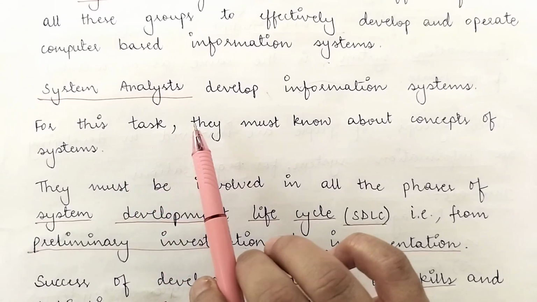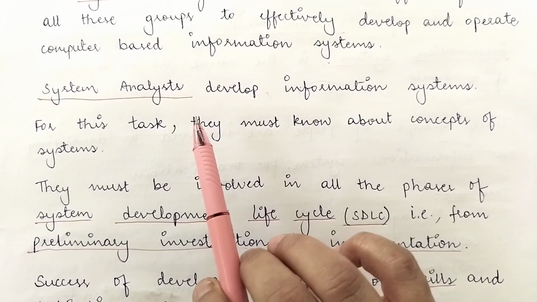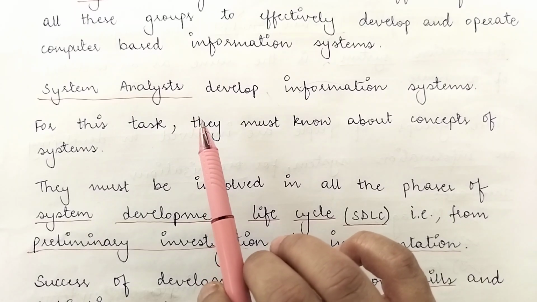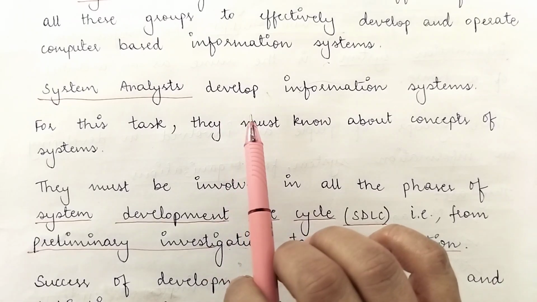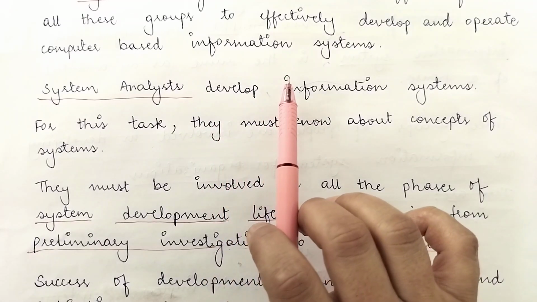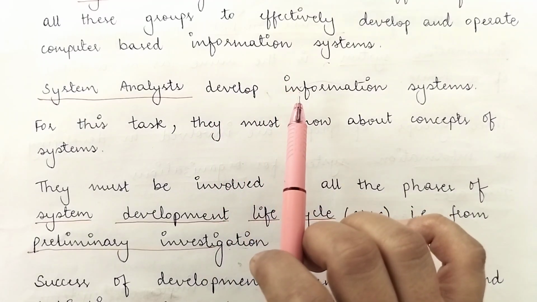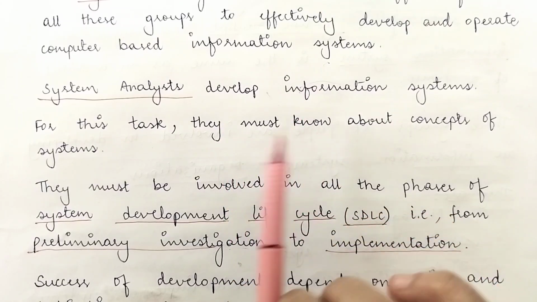As I said, a system analyst is similar to an architect of a house. An architect also studies the customer. He knows the priorities, likes and dislikes of the customer or client that comes to him for building a house, and according to that he designs the house. Similarly, since the system analyst is responsible for designing and developing an information system, he must know about the concepts of the system.